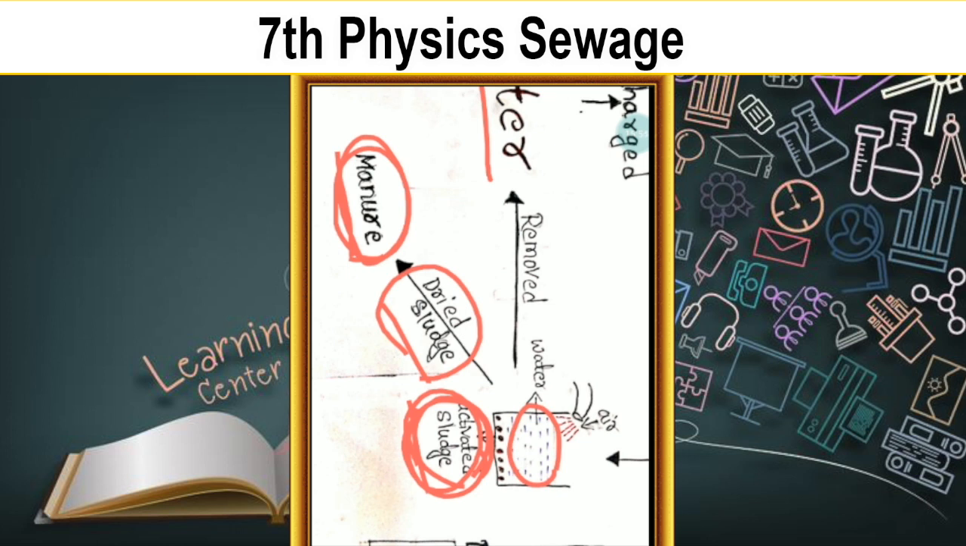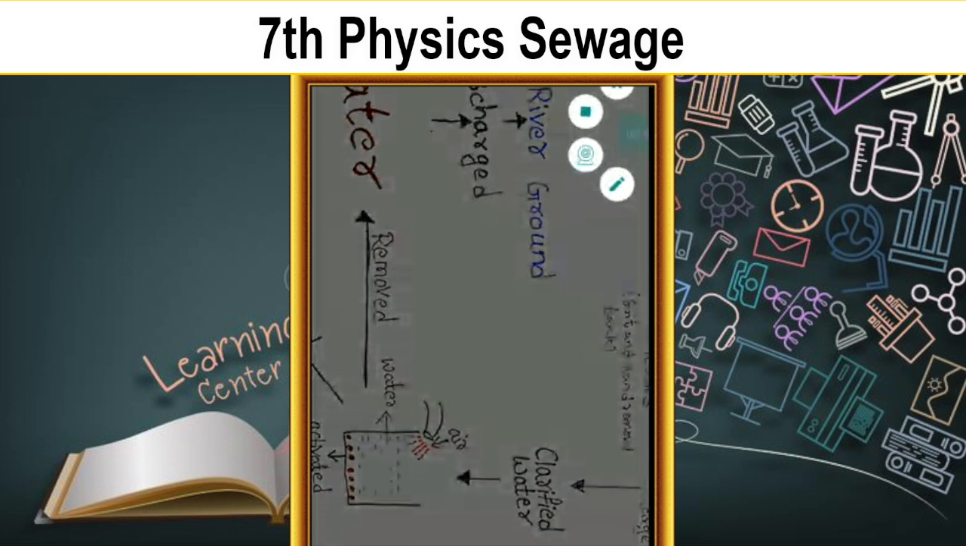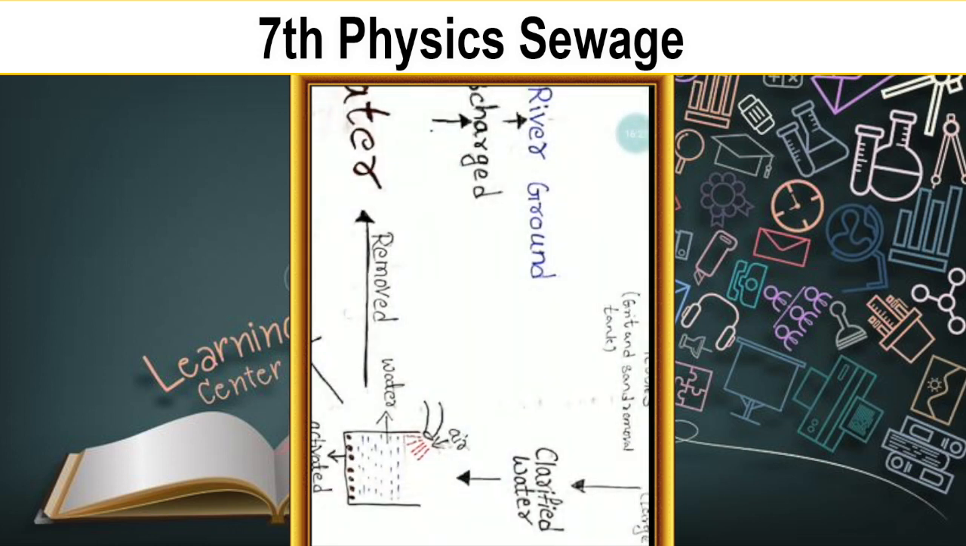Now the treated water. All the treatment has been done. This treated water has a very low level of organic materials and suspended matter. Now it is discharged into sea, river or ground.